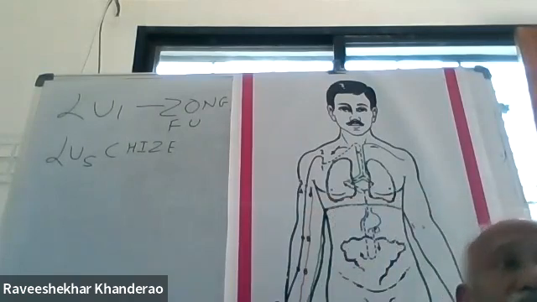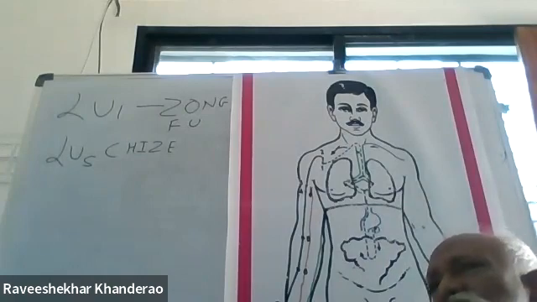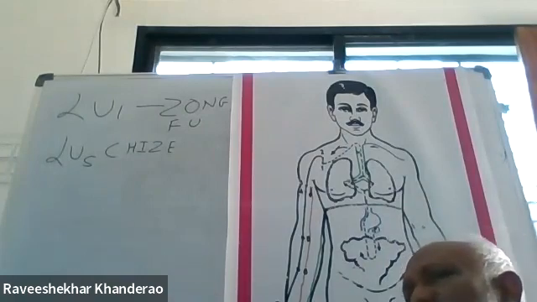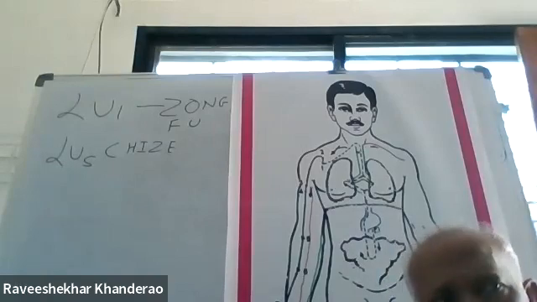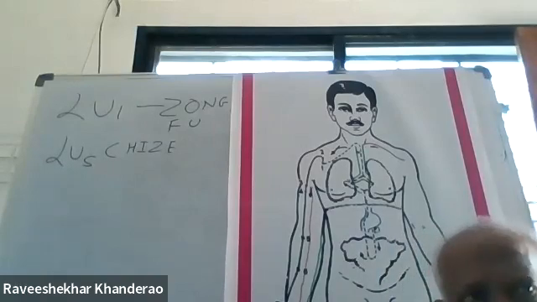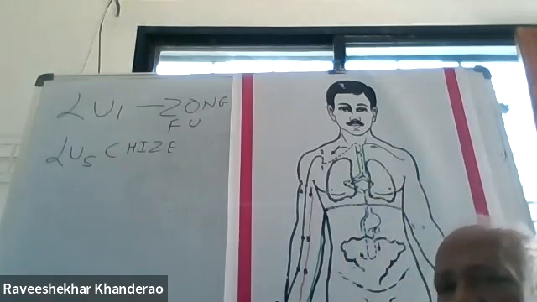This is also a He-Sea point of the lung meridian. You will see all the He-Sea points are around the elbow or around the knees, because the maximum energy is there. Okay, what are the indications of this point?